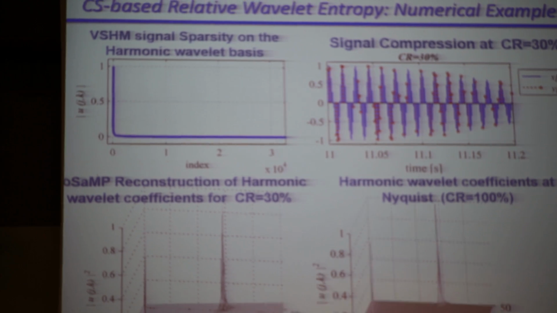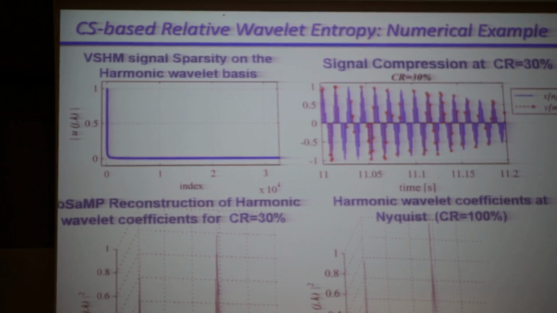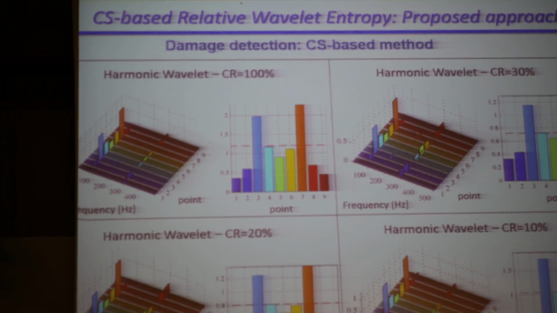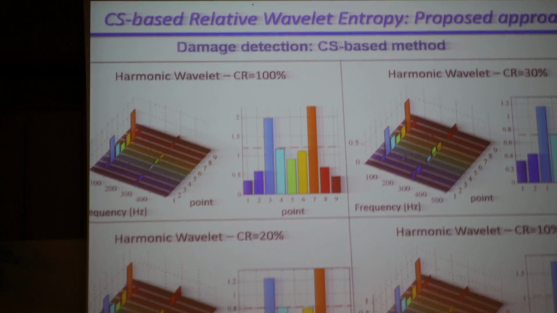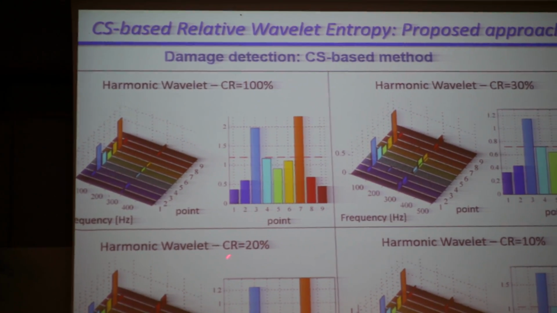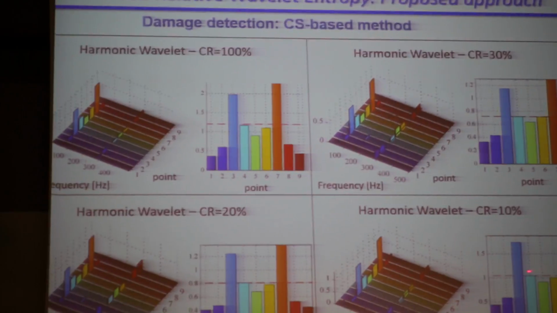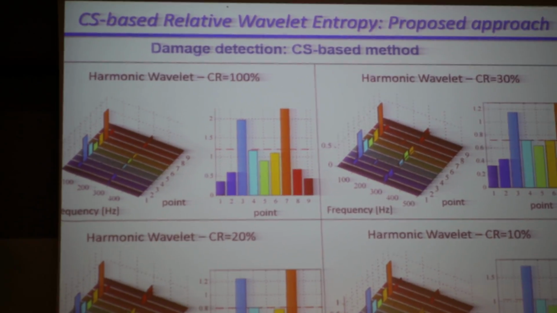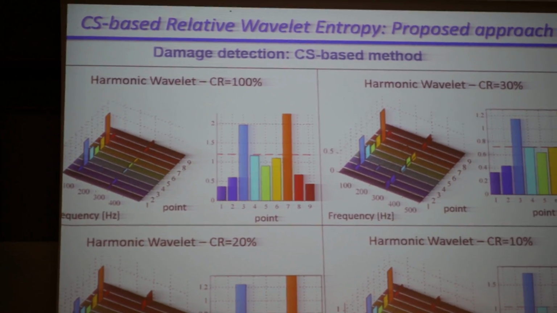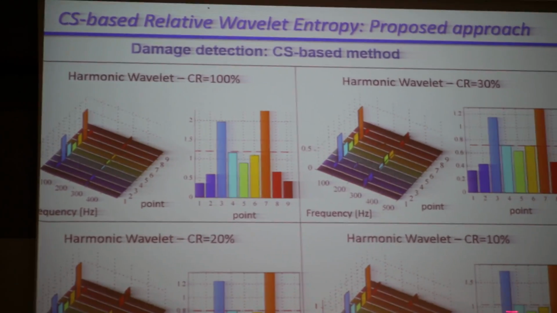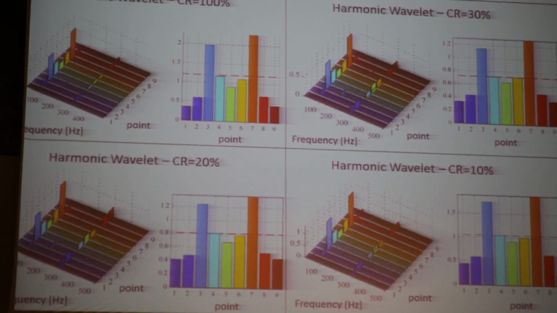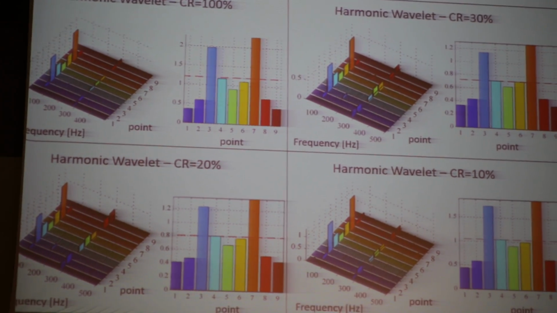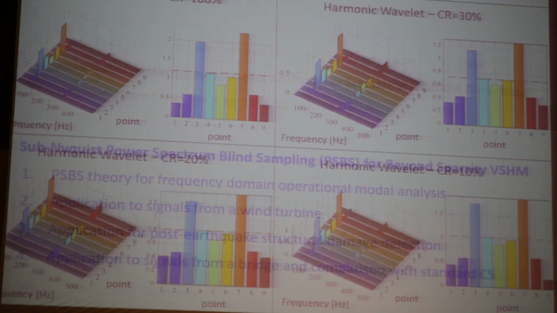So we see a very similar picture, and this is of course because our basis has been properly selected to really give good results. As we go into more and more compression, up to 90% below Nyquist, we still can detect the damage. And of course this means, as we will see later on, huge savings in terms of energy spent at the sensor.